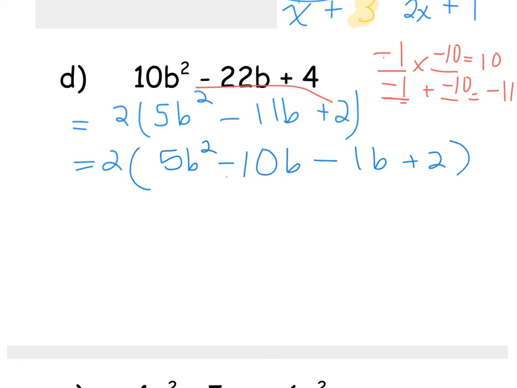There we go. All right, so now I'm going to create some little groups. I think I'm going to group these together, and I'm going to group these together, plus in between. And let's go. So I'm going to move that 2 down here. I'm going to factor by grouping. I'm going to put the big square bracket around that.